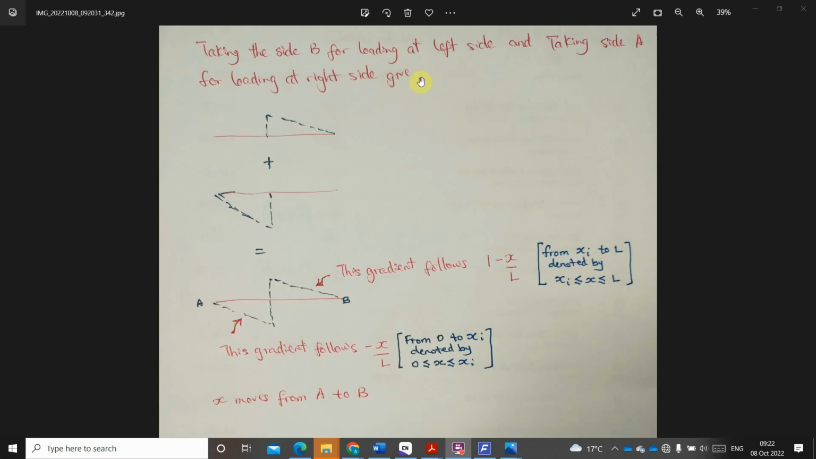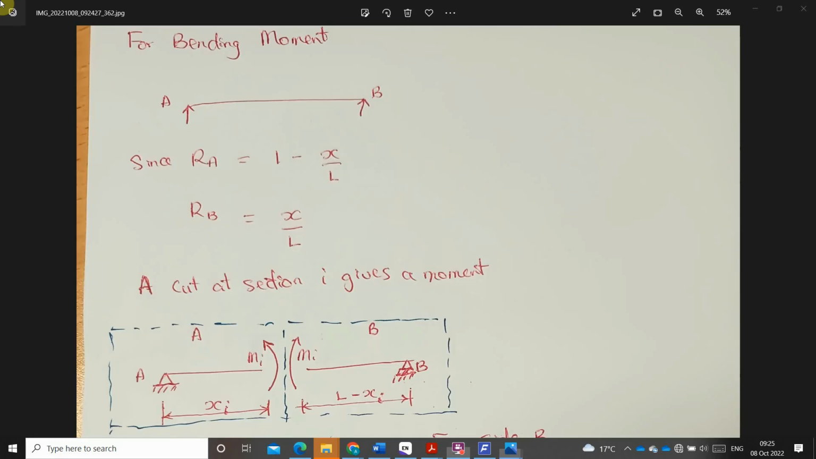So I would like to just explain the influence line for the bending moment before I proceed with an example for clarity purpose. So for the bending moment, having established the fact that our reaction at A is this, and reaction at B is X over L, a cut at section I gives us these two members, member A and member B. If member A is from X, and let me say the distance SI is this distance, then member B is distance L minus xi, since the whole span is L.